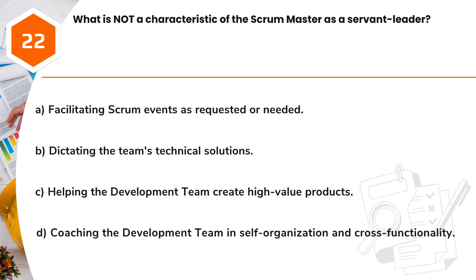Question 22. What is not a characteristic of the Scrum Master as a servant leader? A. Facilitating Scrum events as requested or needed. B. Dictating the team's technical solutions. C. Helping the development team create high-value products. D. Coaching the development team in self-organization and cross-functionality.